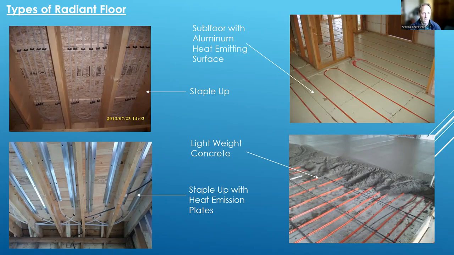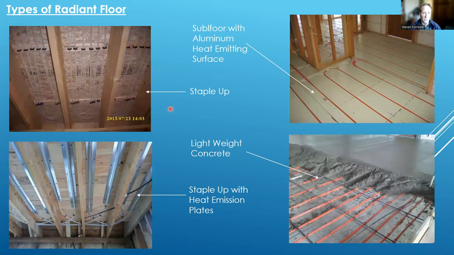Probably the most familiar type of radiant floor system that most people know is the concrete type system, right? This is the one that's been around probably the longest. You just do a regular framed floor or slab on grade, then put the tubing in and pour the concrete over the top, and then put your surface, whatever you're going to put over the top of it.